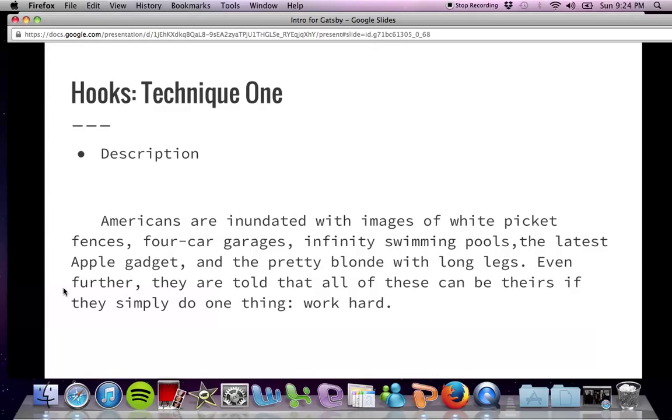Even further, they are told that all of these things can be theirs if they simply do one thing: work hard. So I like the list of those images because I can see them in my mind, especially an infinity swimming pool, because I'd like to be in one right now.